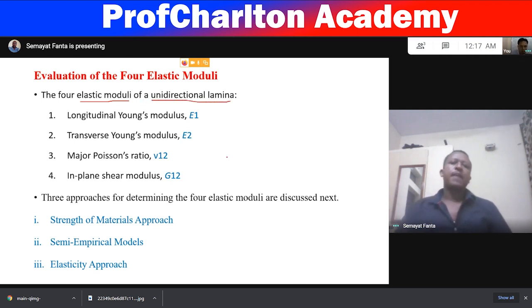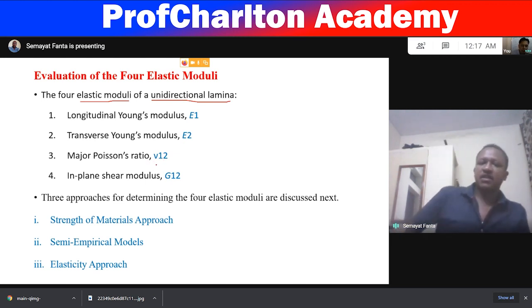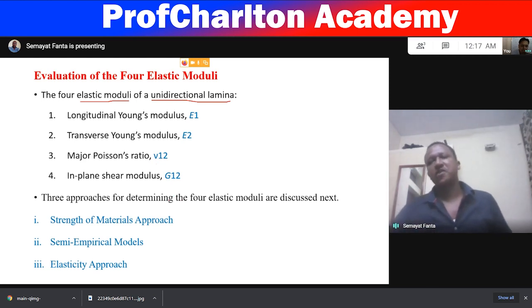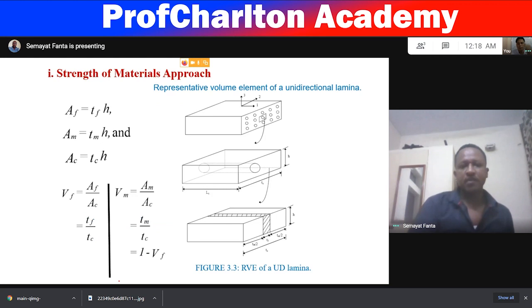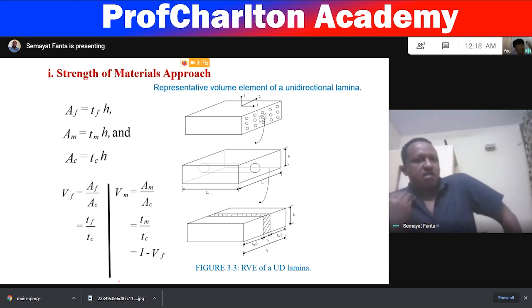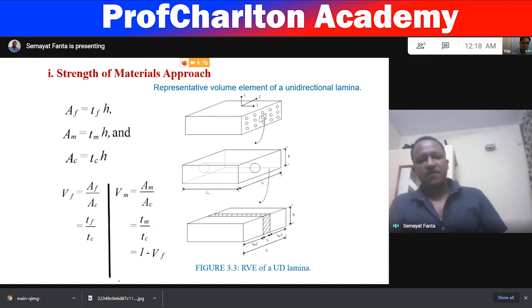This is a UD lamina. So one is the longitudinal modulus, another is the transverse modulus, and the major Poisson ratio. Once we get the major Poisson ratio and the in-plane shear modulus, then we can find the others by using the Maxwell reciprocal theorem. So the 3 approaches we use to determine these parameters or elastic moduli are the strength of materials approach, the semi-empirical approach, and the elasticity approach. So let's see the strength of materials approach first.